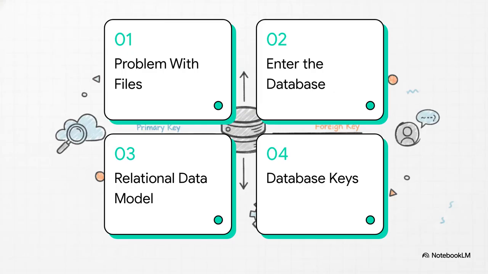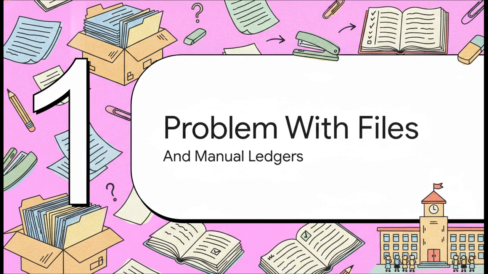So here's our quick roadmap from absolute chaos to perfect structure. First, we'll look at the problem with files. Then, we'll enter the database. After that, we'll break down the relational data model. And finally, we'll unlock database keys. Let's dive right in. All right, part 1, the problem with files and manual ledgers.